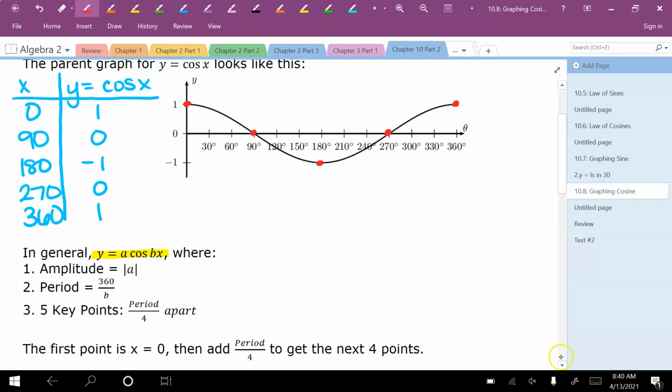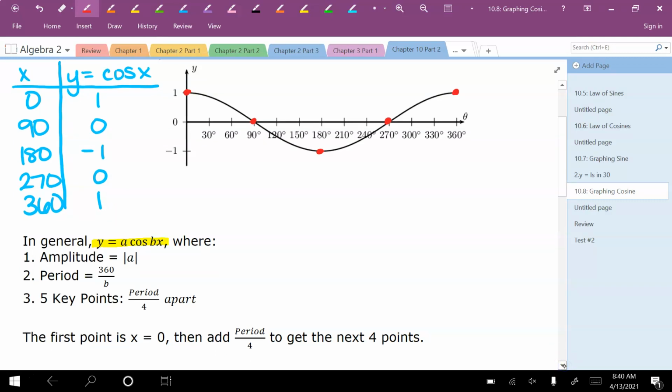So same as yesterday, you start at that 0, and then you're going to add whatever that number was to find those key points until you get to 5 of them. And again, it should still end on the number that you found for the period, because it should go from 0 to the end of that for a full cycle of the cosine graph.